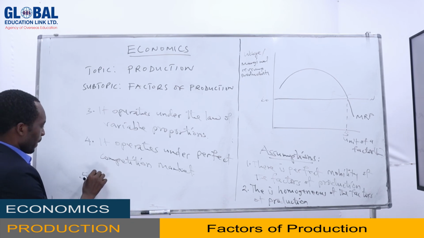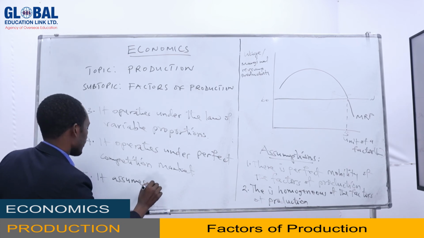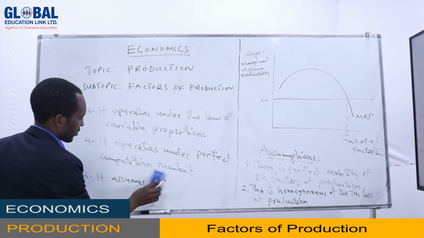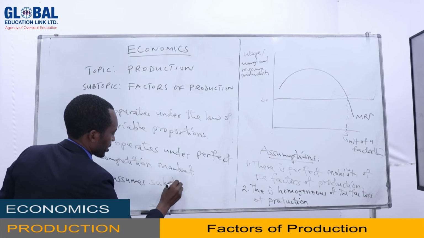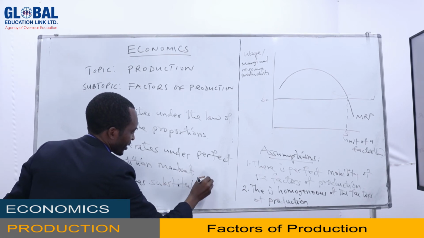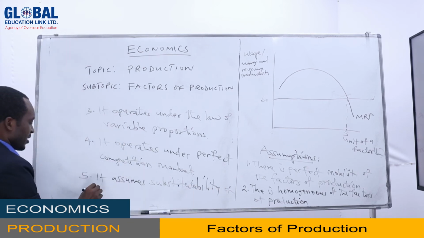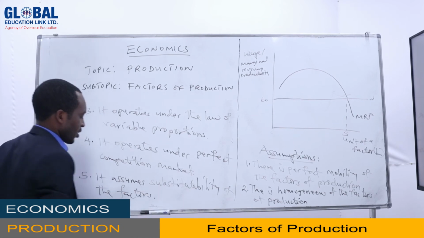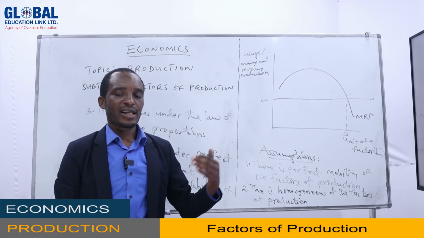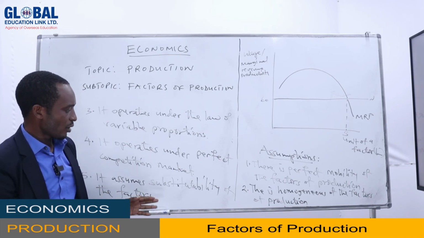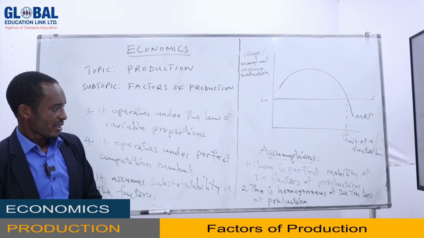it assumes substitutability of the factors. So it is possible to substitute the factors of production, especially when capital is cheaper than labor, or when labor is cheaper than capital, you can substitute either of the factors. So these are the assumptions you need to consider when you are discussing this theory.